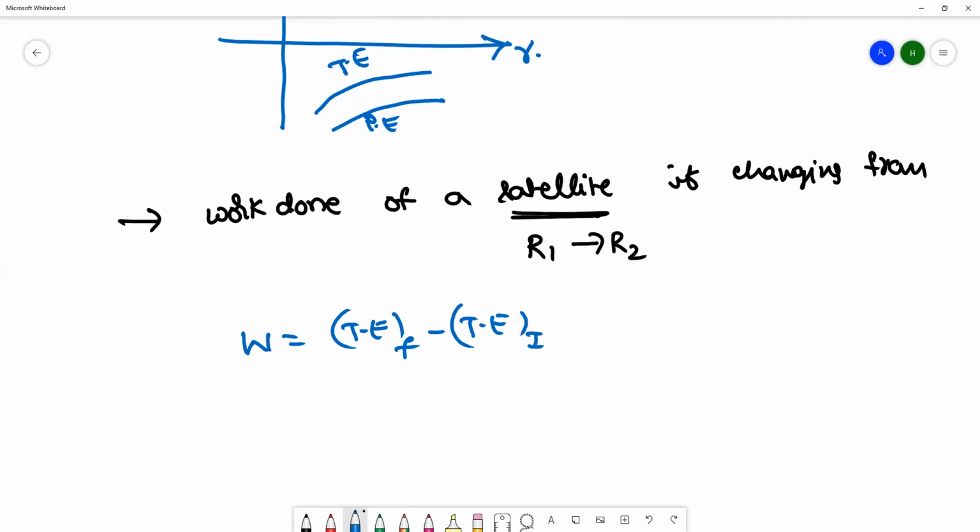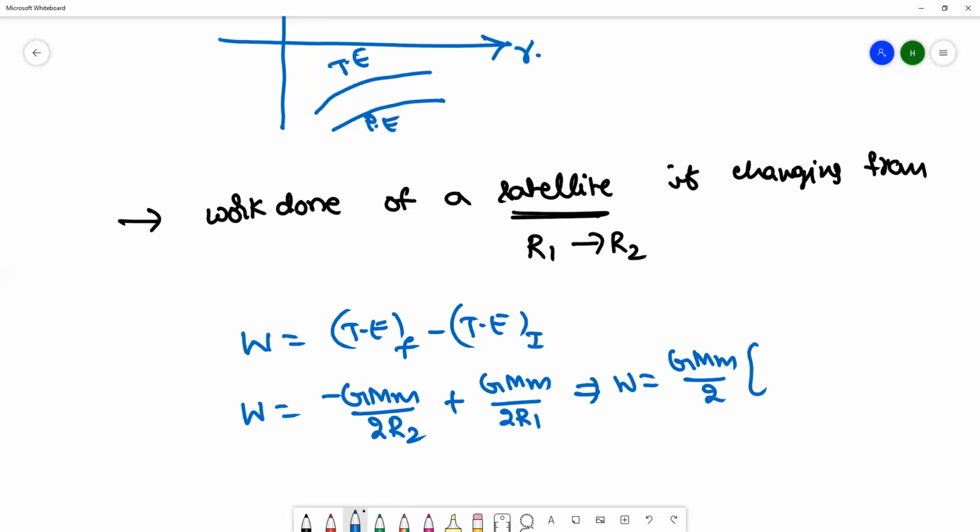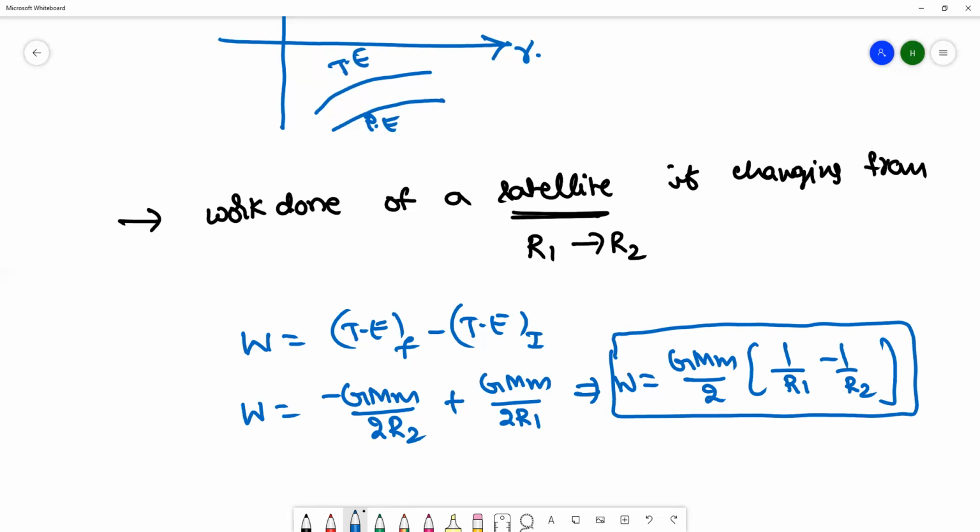If it is not the satellite condition, generally we should go to the potential energy. If it is the satellite condition, we should go to the total energy. So work done is equal to minus GMm divided by 2R2 plus GMm divided by 2R1. So we get W equal to GMm divided by 2, taking common, 1 by R1 minus 1 by R2. This is the work done in the satellite condition. Make a star here.